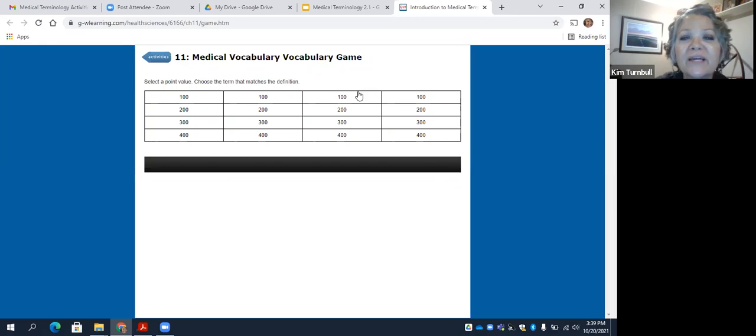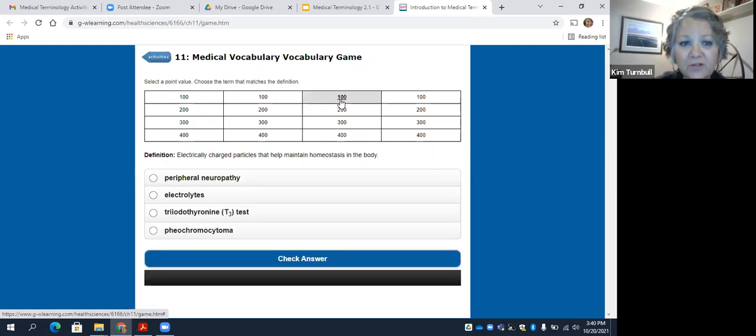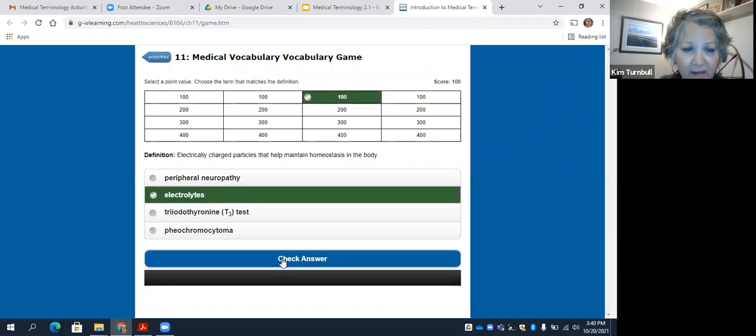Okay, if we click on this, maybe you divide your class in half. One side is this name, one side is this name. So you've got Bert and Ernie over here. Bert's team goes first. Your question is: electrically charged particles that help maintain homeostasis in the body. I'm going to pick electrolytes. Let's see if I can get it right. Yeah! So this is more like a fun, challenging game, and it comes at the end of your chapter. It's a great little way to review the chapter.